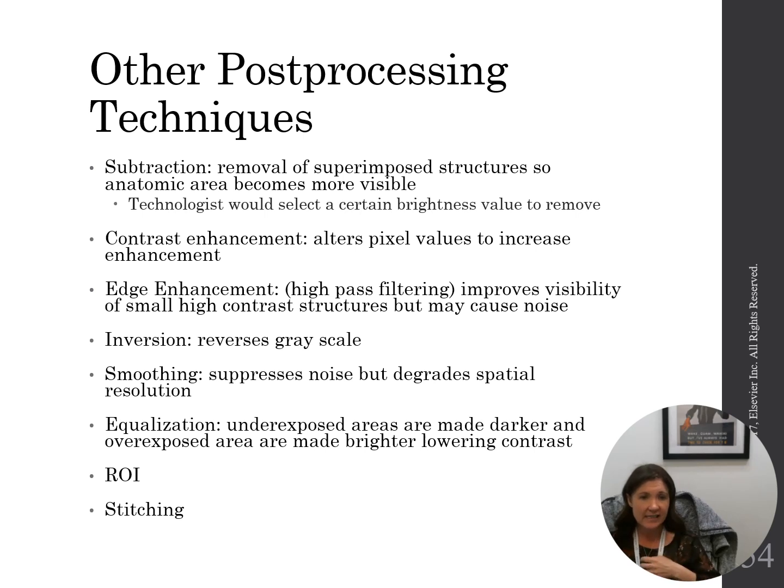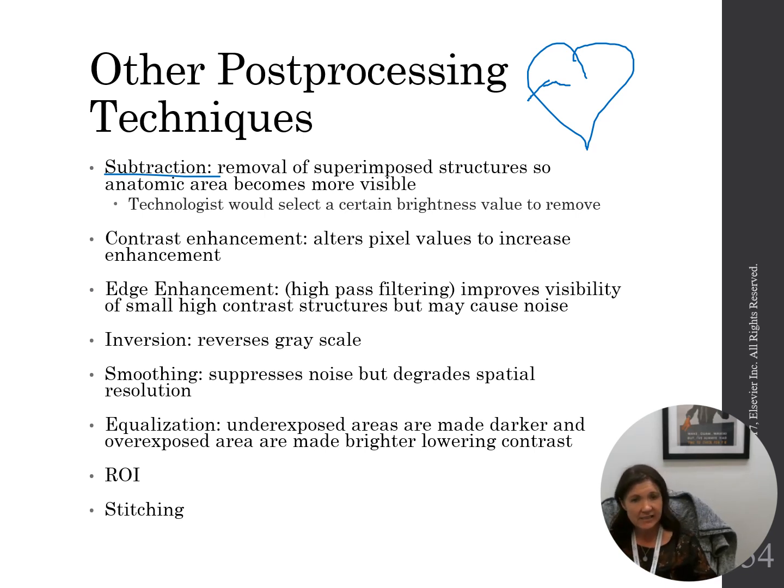Other post-processing techniques, subtraction. This is something that is done usually in surgery, where we're going to talk a little bit more about this when we get to interventional radiology, but it's the removal of superimposed structures so an anatomic area becomes more visible. So subtraction, it can be done, here's something like a heart. Let's say we were imaging the heart and then the doctor injected contrast, but now he wants to go through that vessel with just his catheter. So he could subtract the contrast and leave a roadmap where he could advance the catheter. And we'll talk more about that.